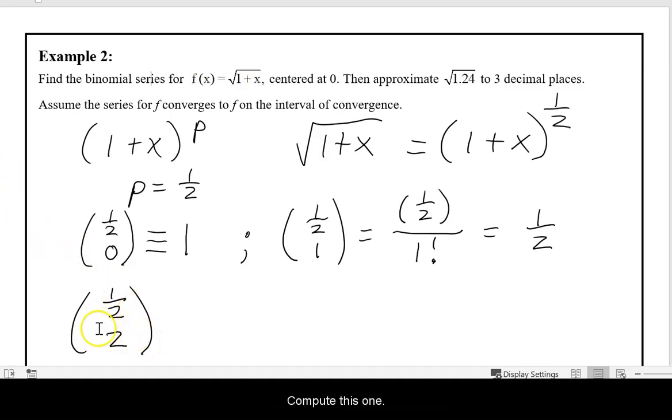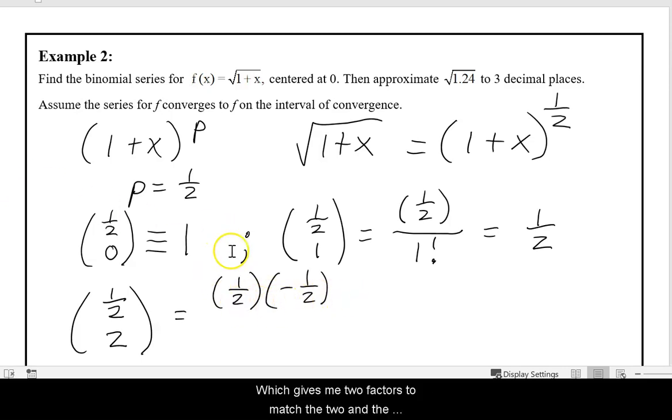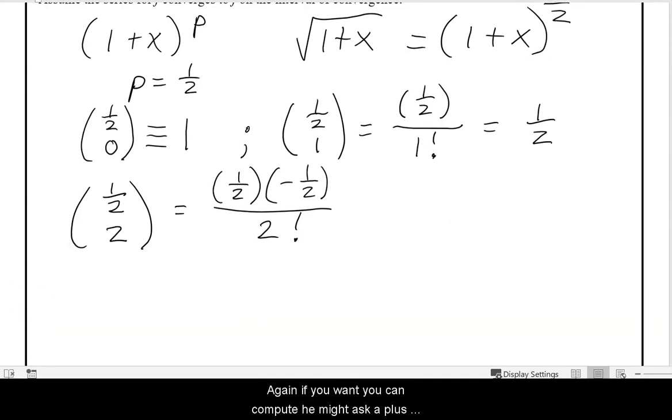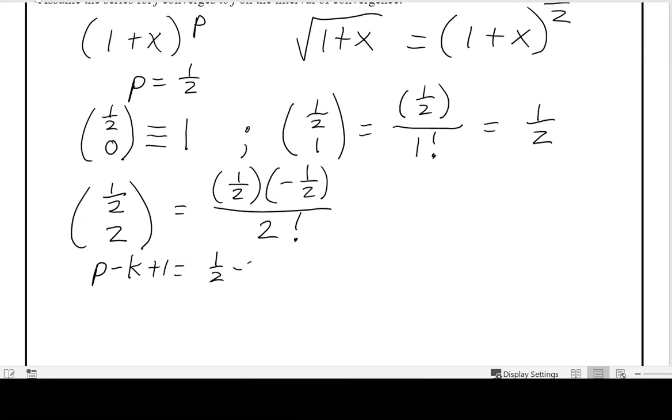To compute this one, I can simply remember that this must be 1/2, subtract 1 from the 1/2 to get minus 1/2, which gives me 2 factors to match the 2 in the denominator, or rather on the bottom, and then divide by 2 factorial. Again, if you want, you can compute p minus k plus 1 to ensure that you're setting it up correctly. 1/2 minus 2 plus 1 is negative 1/2.